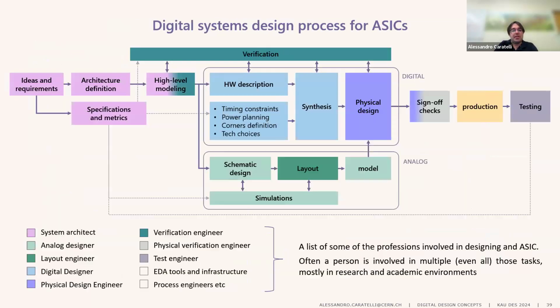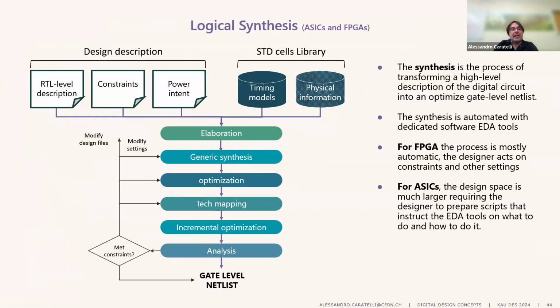So if you see this description, after the hardware description, we go to what we call synthesis. Synthesis is the process of transforming the high-level description into your actual digital circuit, basically an optimized gate level netlist, so the lower level of abstraction. Generally, you start from the design description files, so your code, the constraints, and also information about the power, some more things. And also you need the standard cell library.